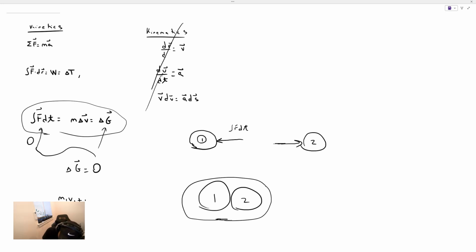M1 V1 plus M2 V2 represents the momentum of that system before, and M1 V1 prime plus M2 V2 prime represents the momentum of the system after the collision. Always think back to the first principles and you won't struggle with retention. Let's get back into that video.